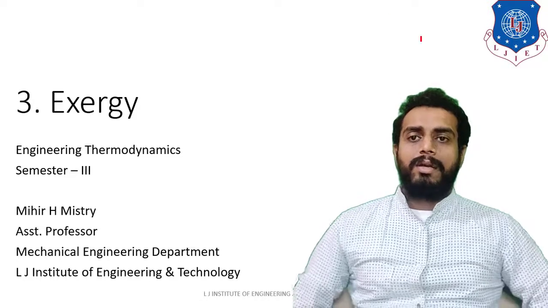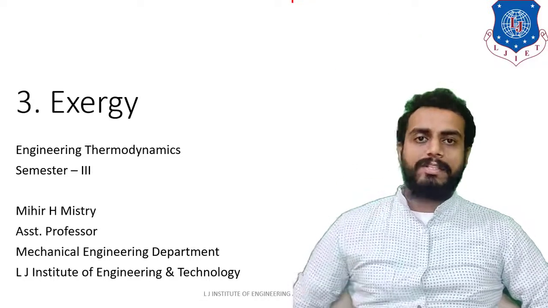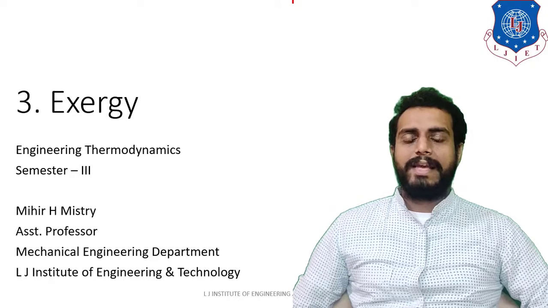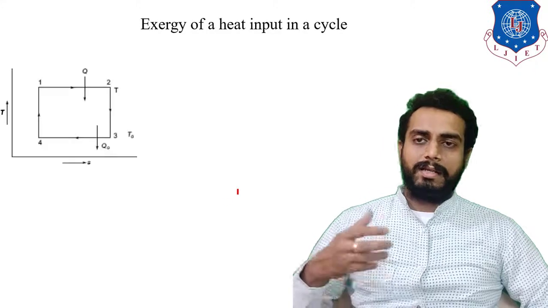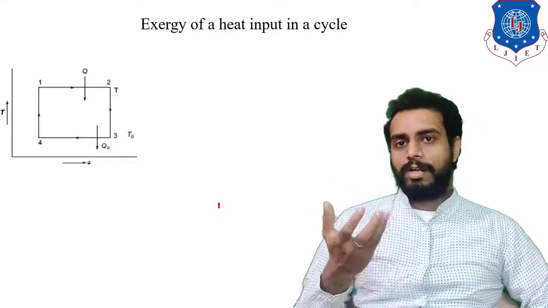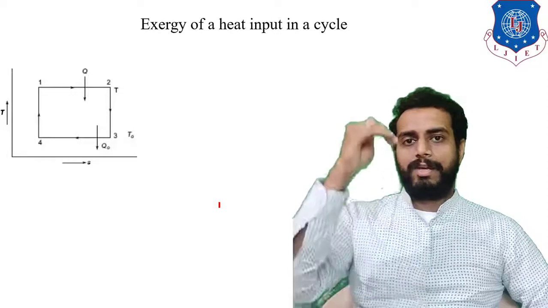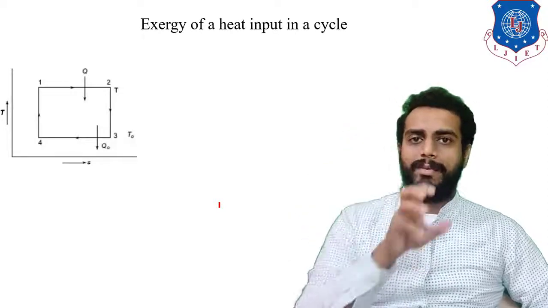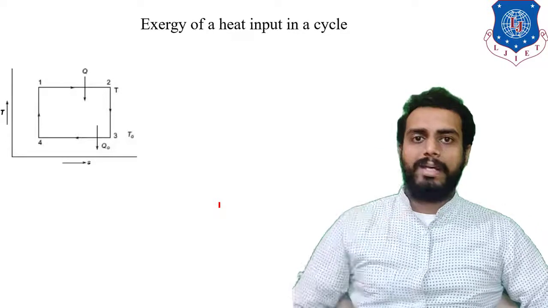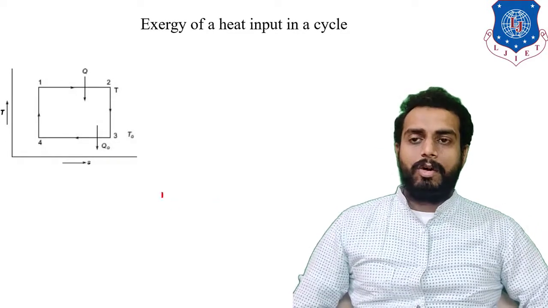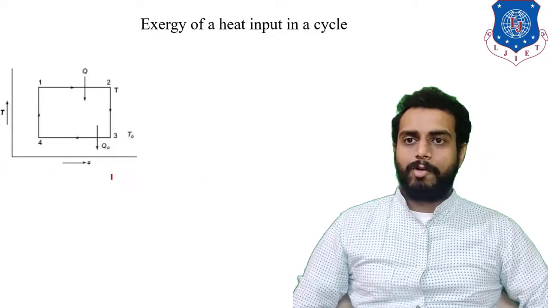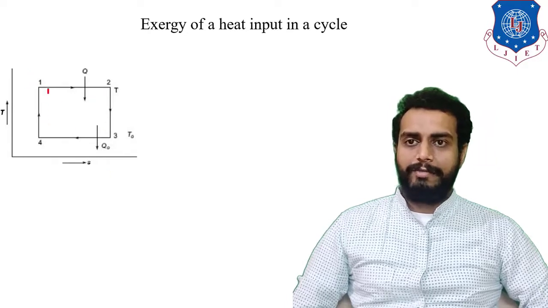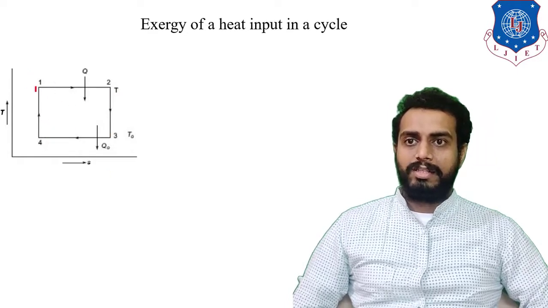Now let us discuss our chapter, and the first topic is exergy of heat input in a cycle. Exergy of heat input means you are supplying some heat in a cycle, so a cycle is constituted here. On the y-axis we are taking temperature, on the x-axis entropy. Observe the diagram, we have one cycle: 1 to 2, 2 to 3, 3 to 4, 4 to 1.